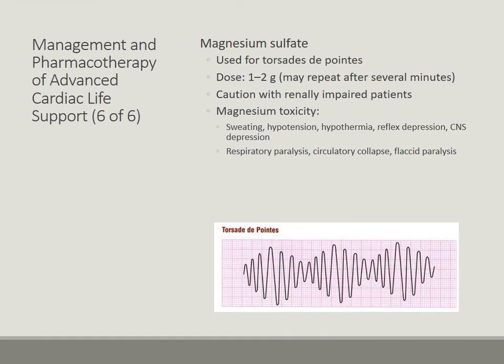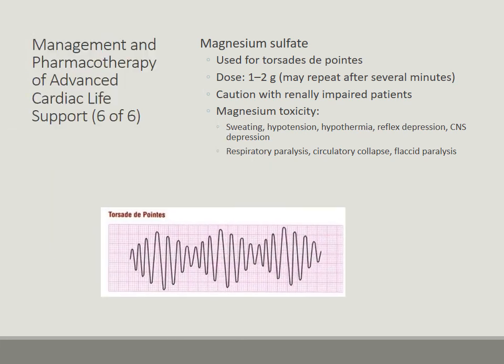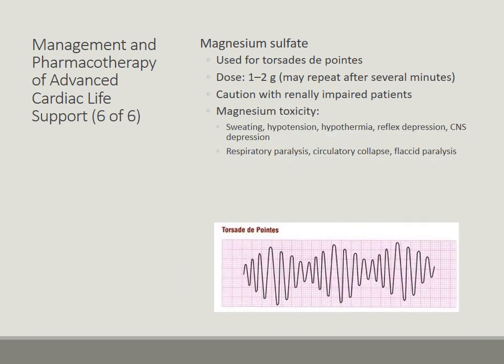Magnesium sulfate. Magnesium sulfate is used specifically in the case of torsades de pointes, pictured here. The dose is 1 to 2 grams and may be repeated after several minutes. Caution should be used in patients with kidney disease, as magnesium toxicity may result. You could see sweating, hypotension, hypothermia, reflex depression, CNS depression, respiratory paralysis, circulatory collapse, or flaccid paralysis.